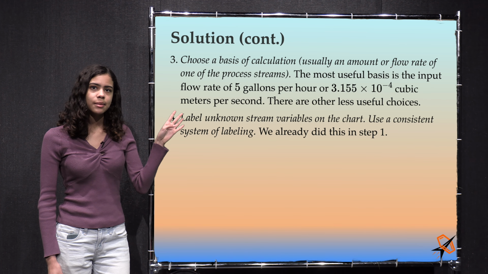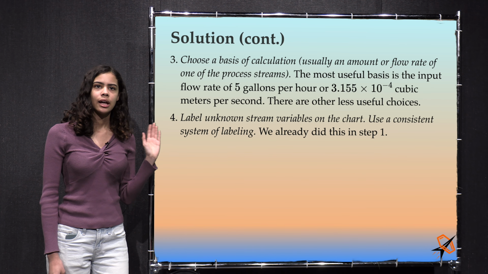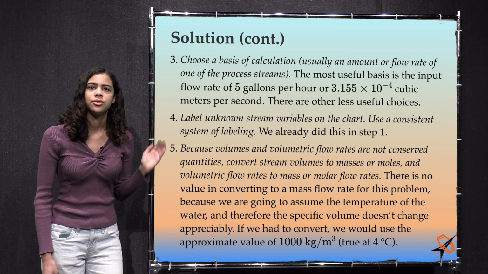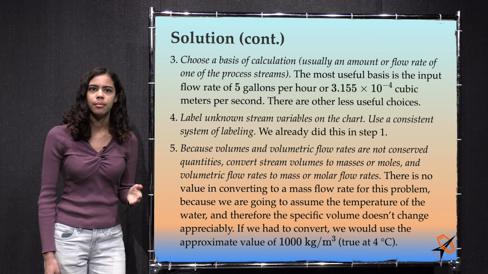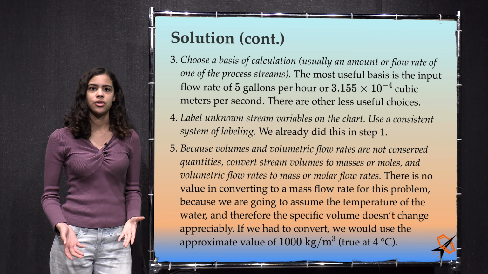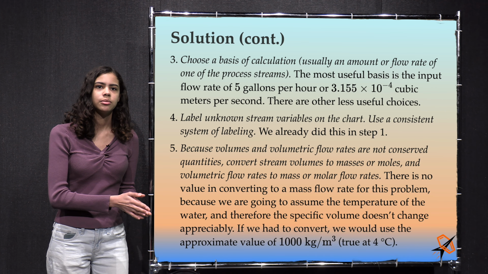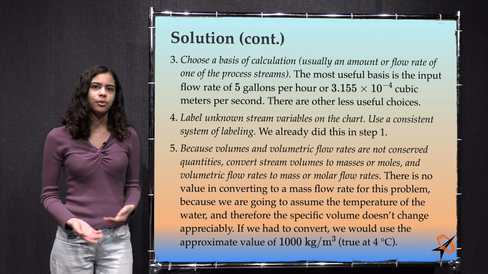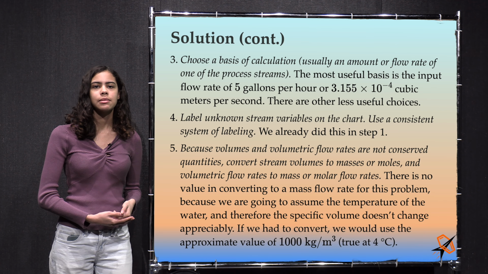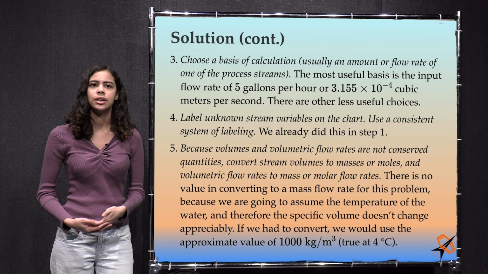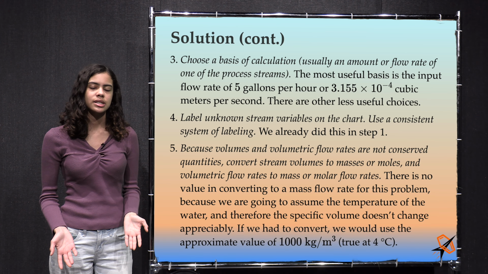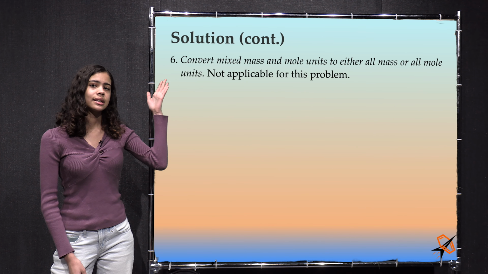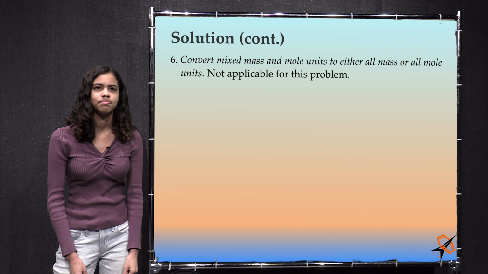4. We already labeled the streams in step 1. 5. There is no value in converting to a mass flow rate for this problem because we're going to assume the temperature of the water, and therefore the specific volume, doesn't change appreciably. If we had to convert, we would use the approximate value of 1,000 kilograms per meter cubed, which is true at 4 degrees Celsius. 6. Not applicable for this problem.